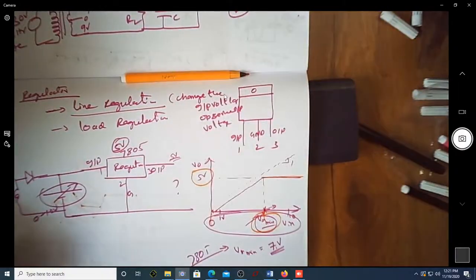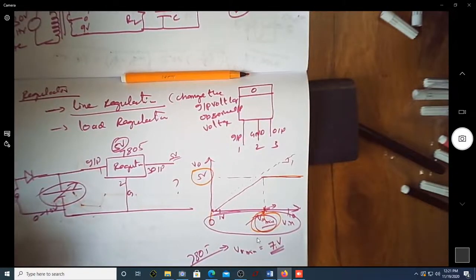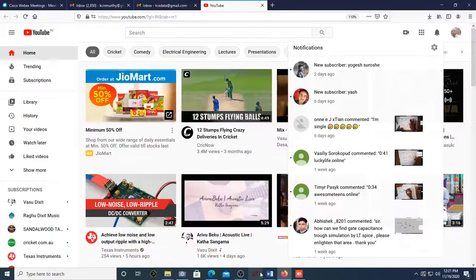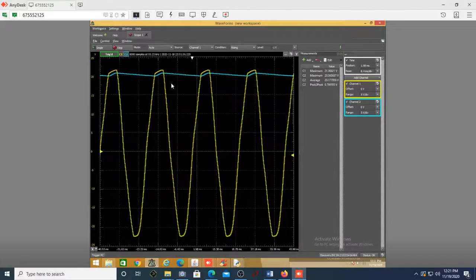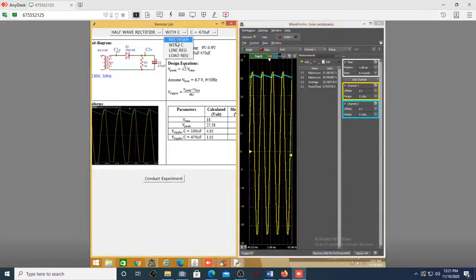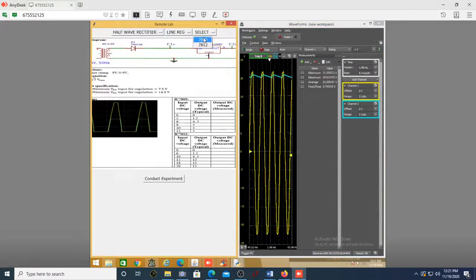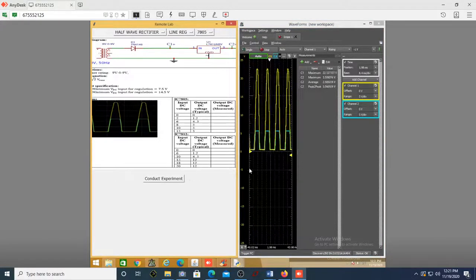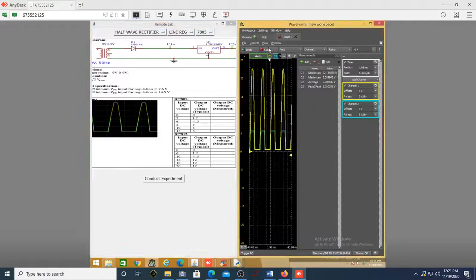So we'll just see the same thing in the remote lab here. Let me just go here. Now let me select line regulation. I can select 7805. Let me conduct. Let me keep running. Can you see now? This is what is interesting.